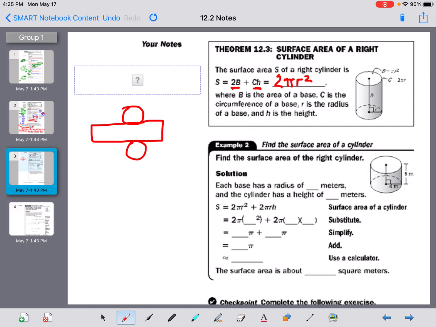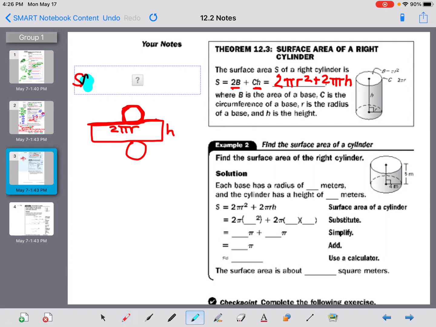So here's my height, and this soup can label is as long as what it takes to go around the circle once, which is the circumference. So don't forget the circumference is 2 pi r. So it's a rectangle, but its dimensions are 2 pi r times h. Okay, that is the formula for the surface area of a cylinder. So I'm going to put it here.